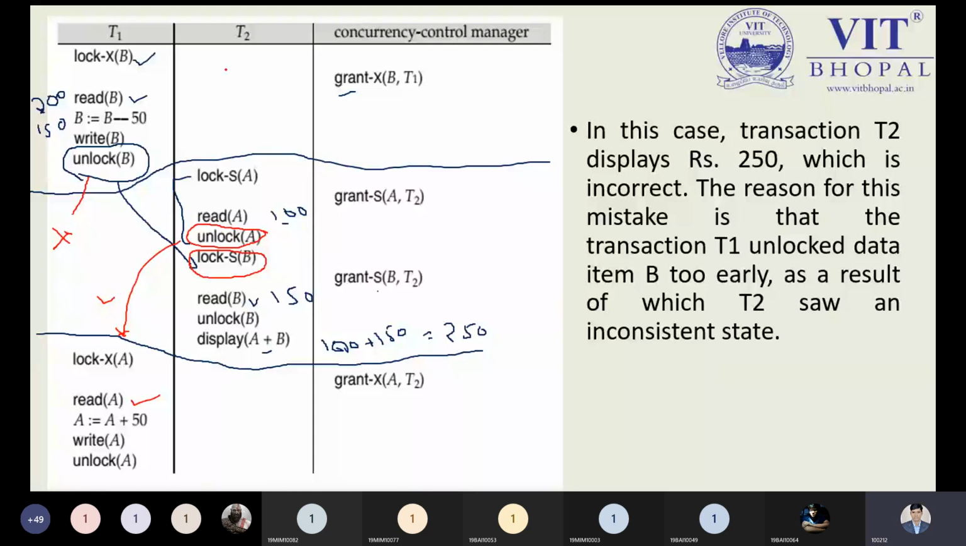Yes, sir. Okay. So exclusive mode to shared mode you can come, but that should be unlocked. I am repeating once again. And shared mode to exclusive mode you can come, but that should be locked. But shared to shared you are coming, so no unlocking required.